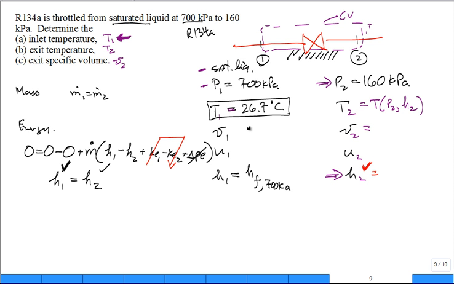What is the exit temperature T2? That's the one that I was working on. Well, if I know pressure and I know enthalpy. So this enthalpy, h1, is equal to 86.78 kilojoules per kilogram. h2 is 86.78 kilojoules per kilogram. And how can I find T2?